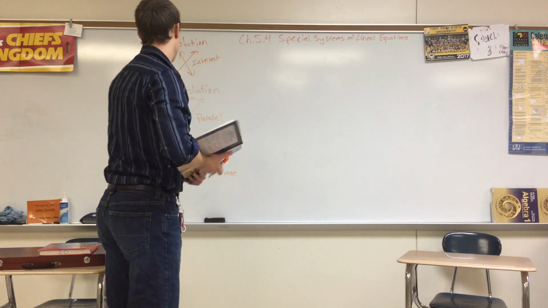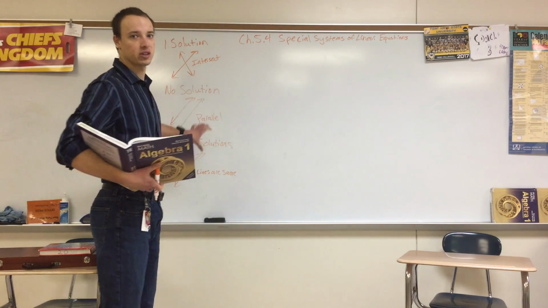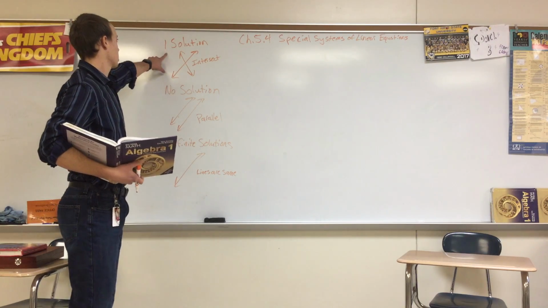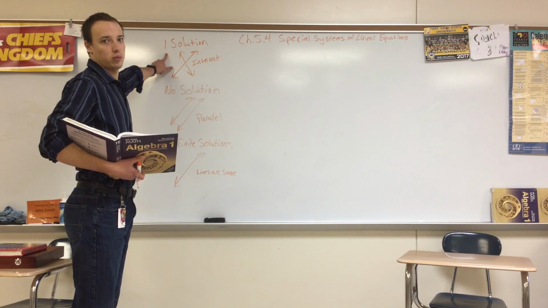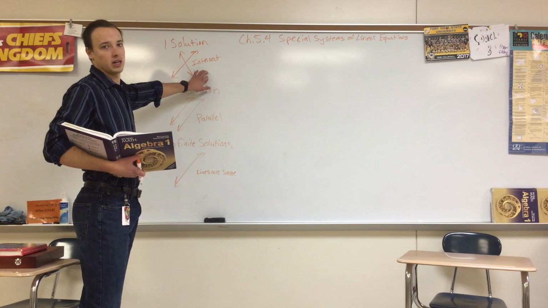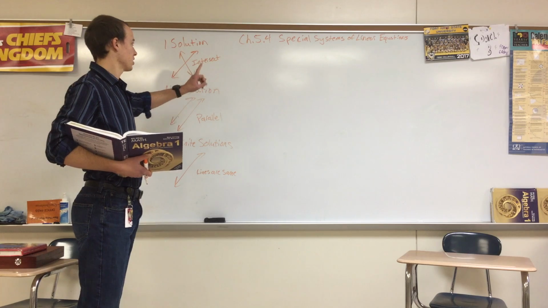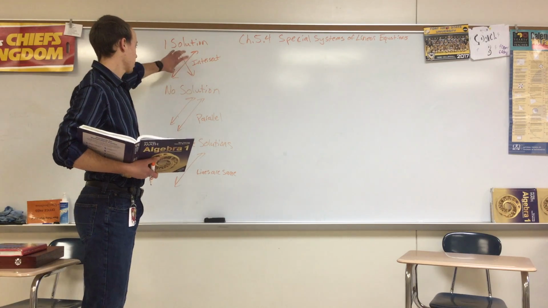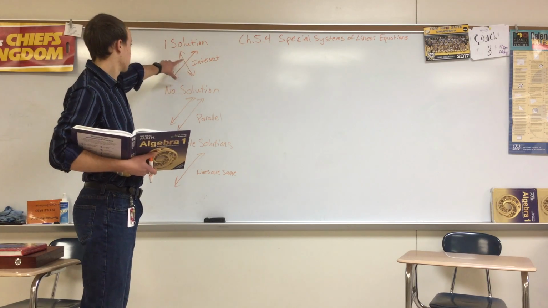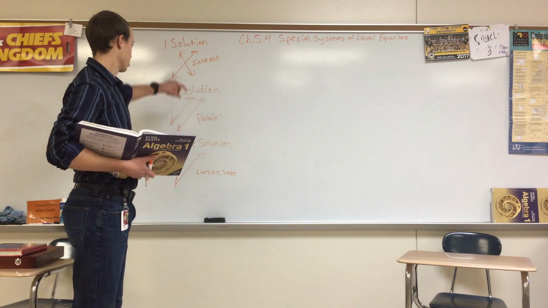All right, so like I have written up here, this graphic's also in your book, but our first option is one solution. This is what we've been working with so far, and one solution is going to be lines that intersect. Okay, they intersect one time, and it doesn't matter what the angle is, as long as they just intersect once. So it's going to look something like this in the graphic there.